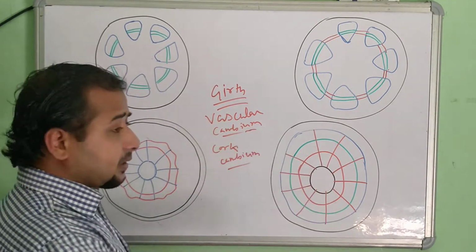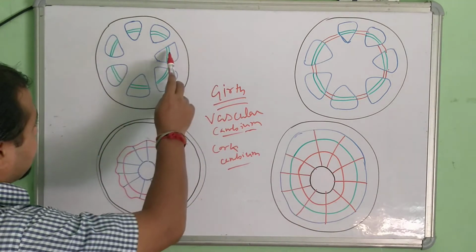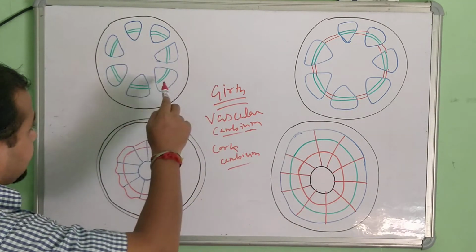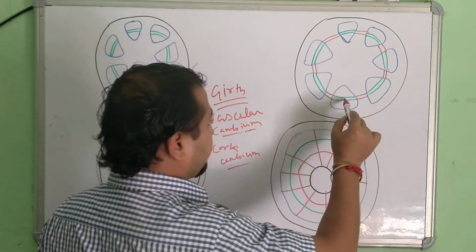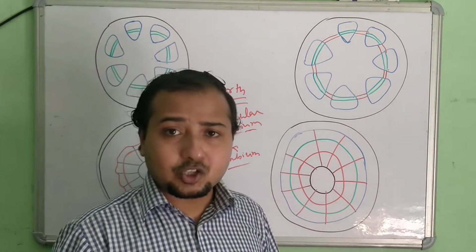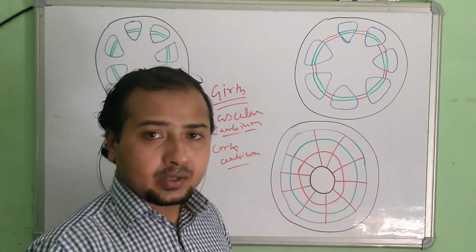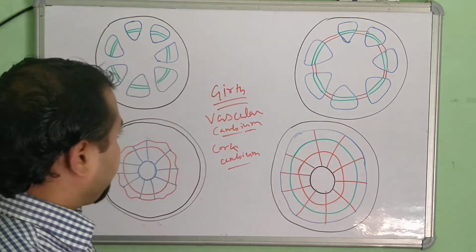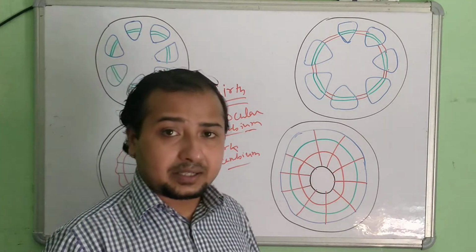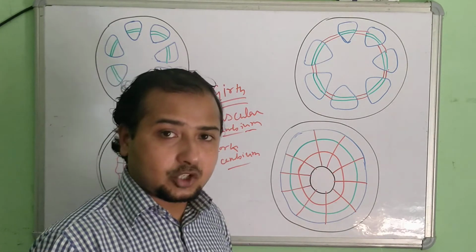Here you can see the structures of the vascular cambium in the stem of the dicot plant. Vascular cambium is present in the structure where the xylem and phloem exist together in a combined structure, the vascular bundle. Technically, this is the vascular bundle, the structure where the xylem and phloem exist together.